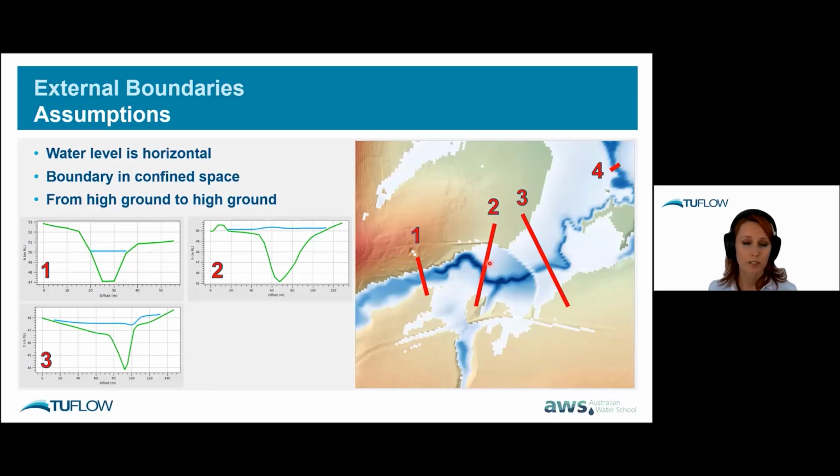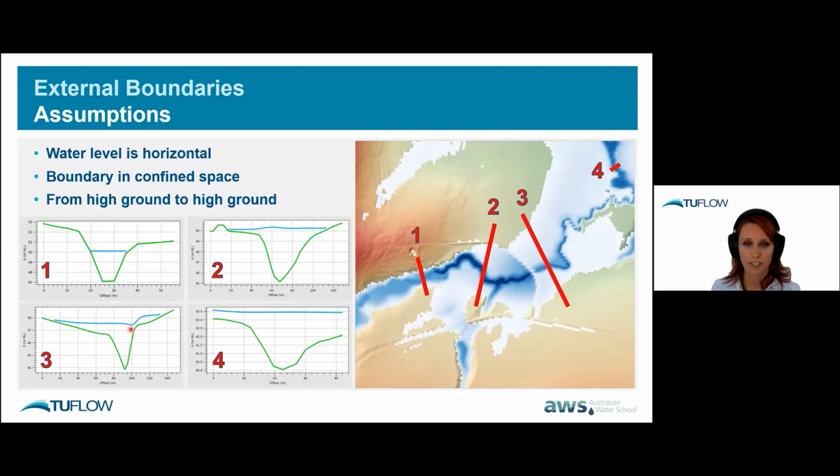Same with plot number 3. We are getting flows from the higher grounds that overtopped the road coming into the channel, and it's far from horizontal. Plot number 4, the water level does look more or less horizontal, but it's not wide enough to go from high ground to high ground. So this is also not a good location for external boundary.